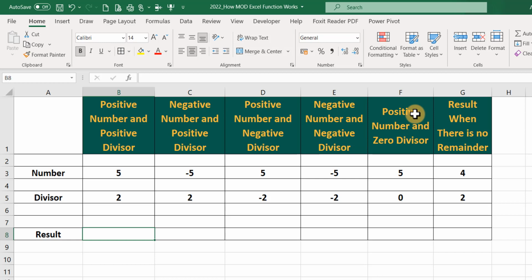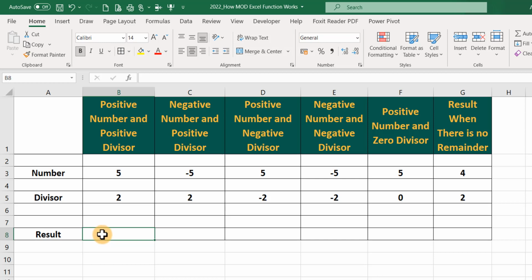The fifth scenario says positive number and zero divisor, while the sixth scenario says the result when there is no remainder. So first we'll just input the formula in the first cell and we'll use the fill handle to copy the formula into other cells.